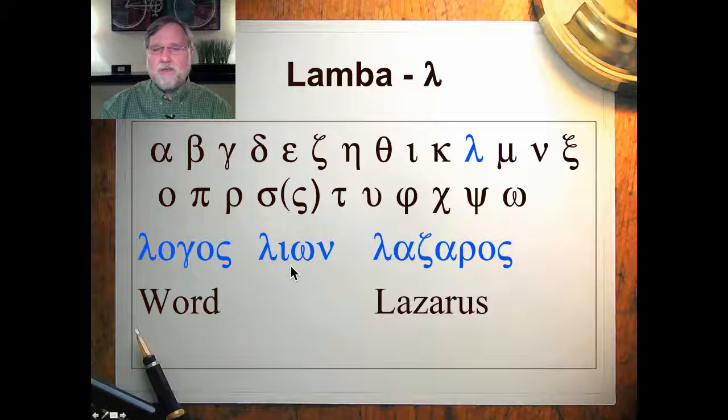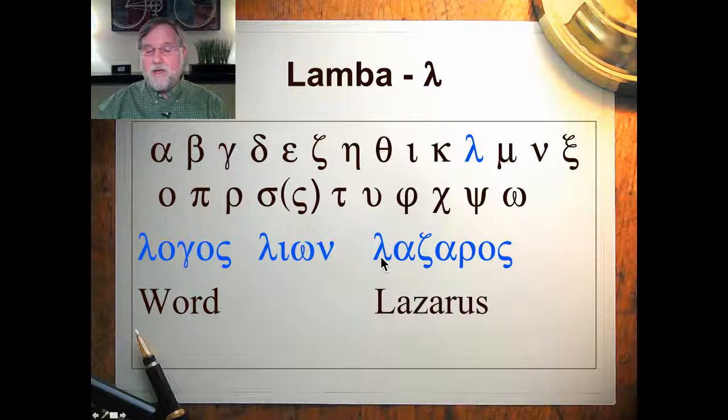And we have three words here too, because they're very important. I'll give you two for the vocabulary test, and one's just kind of fun. First one is very important. It's logos. So when John says, in the beginning was the word, what he's actually talking about here is logos. So it's lambda, omicron, gamma, omicron, final sigma. Logos. But notice the lambda right there.